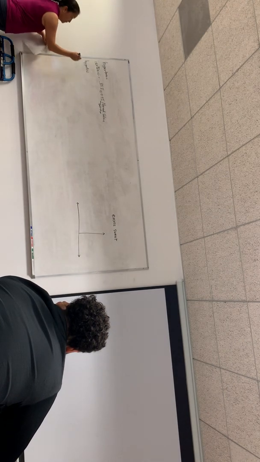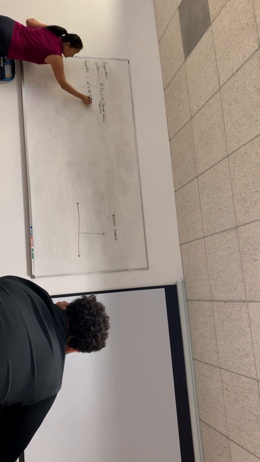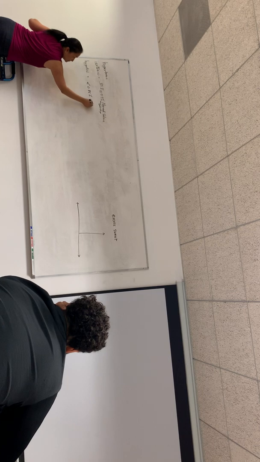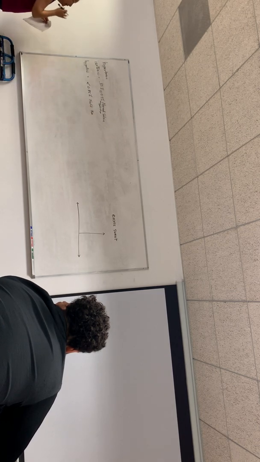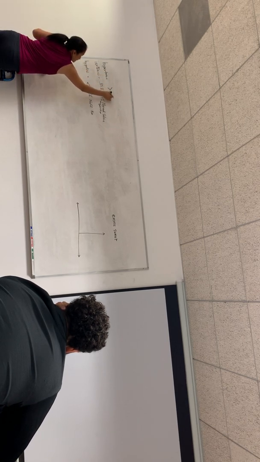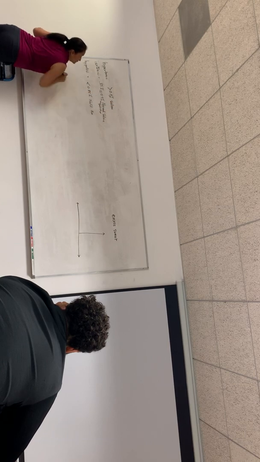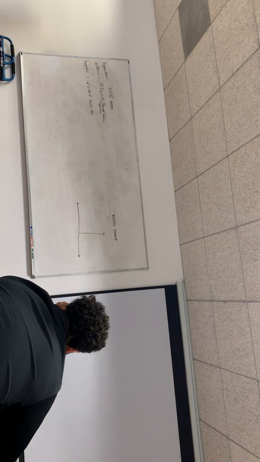Hypotonic would be anything lower than 0.85% salt water. Anything higher than 0.9% salt water would be hypertonic.